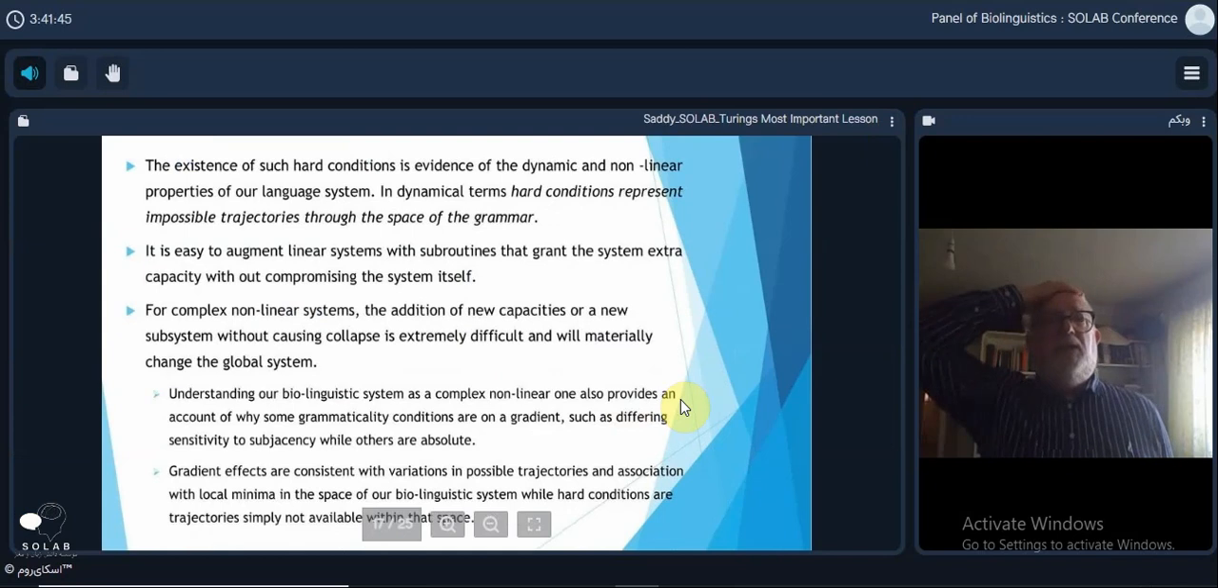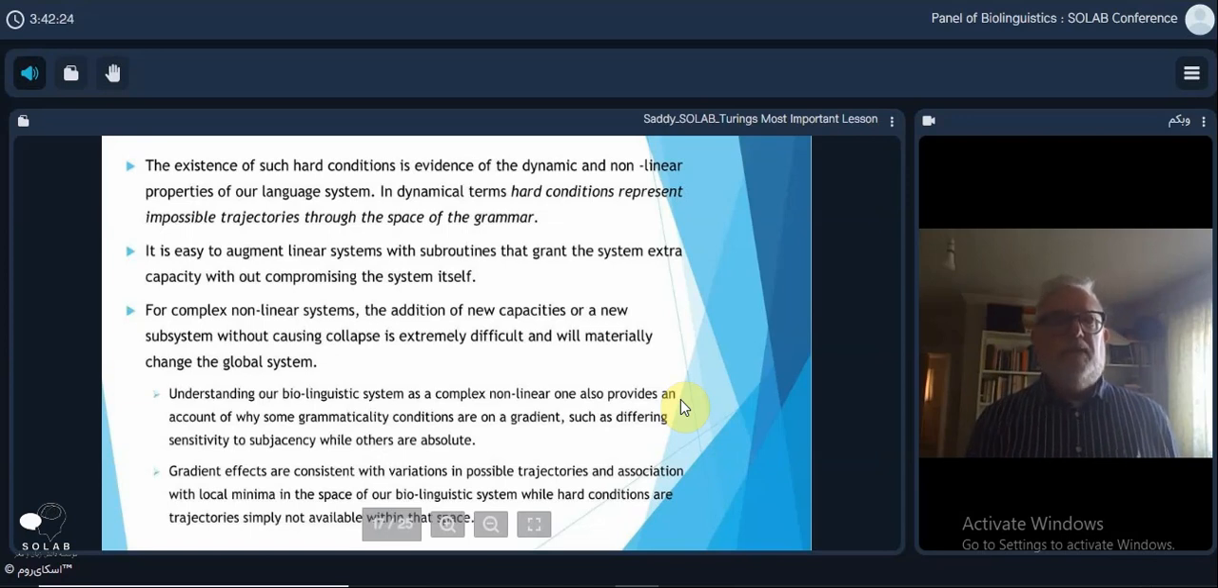So the essence of hard conditions themselves, just the fact that they exist, is evidence of the dynamic and nonlinear properties of our language system. In dynamical terms, hard conditions represent impossible trajectories through the space of the grammar. It's easy to augment linear systems with subroutines that grant the system extra capacity without compromising the linear system itself. But for complex nonlinear systems, adding new capacities or a new subsystem without causing collapse is extremely difficult and will materially change the global system.